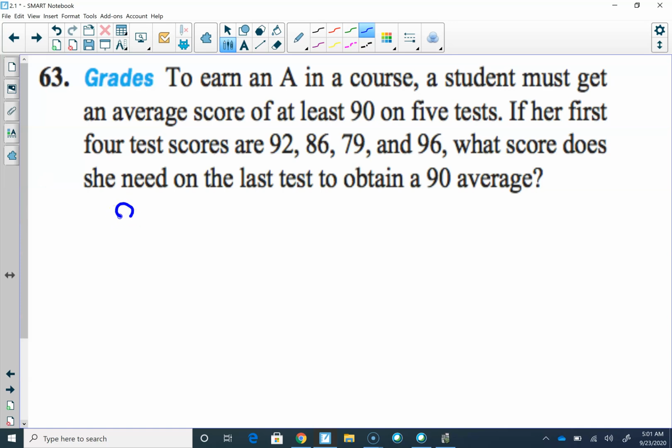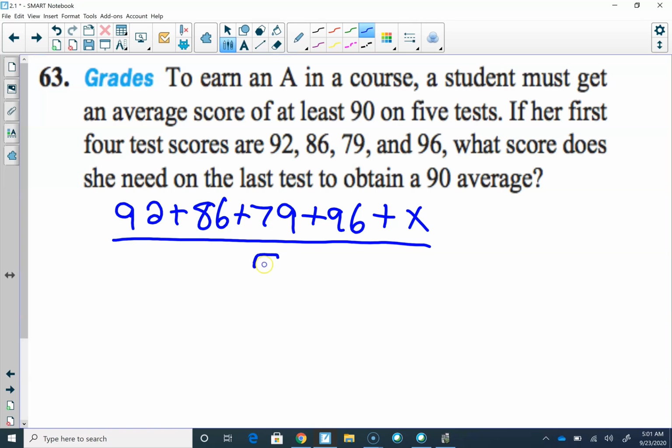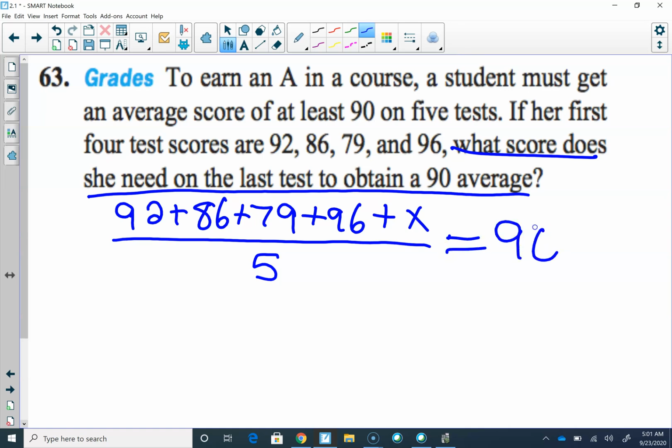So I have the first 4, so you're going to show your work on here. Plus I have the 5th one, which I don't know. That's my unknown. So to find the average, I would take that, I would divide it by 5, and I want to know what score does she need on the last test to obtain a 90% average. So I want to know how that would equal 90. And notice I didn't put these as 0.92, 0.86, because I didn't do this as 0.9 either. I just put them as the percents.